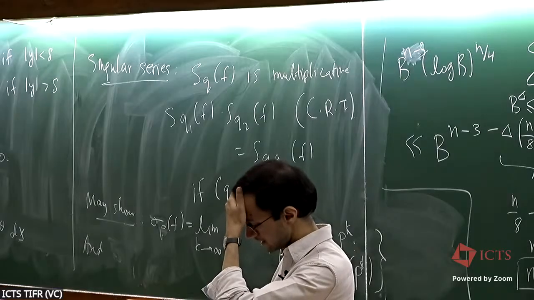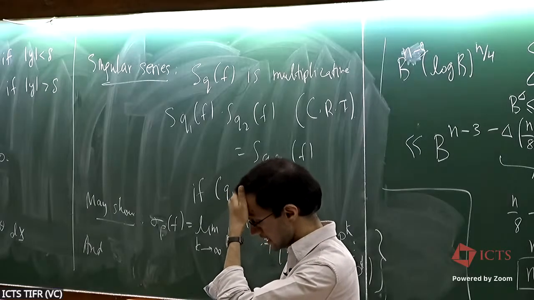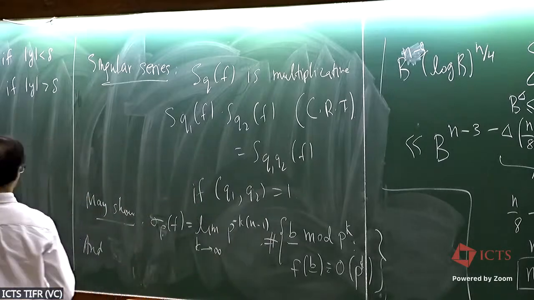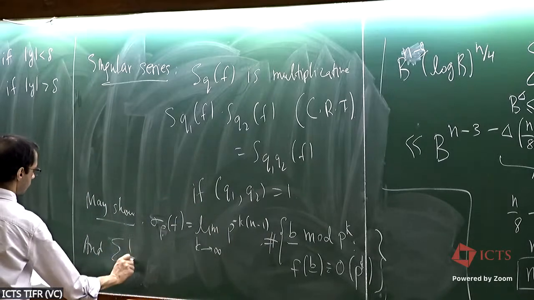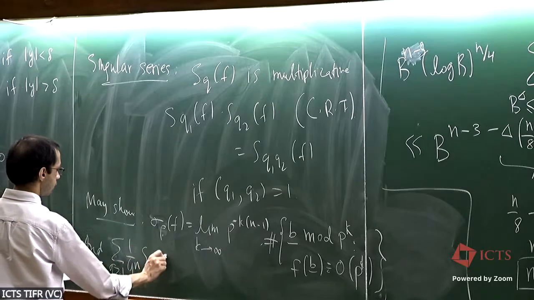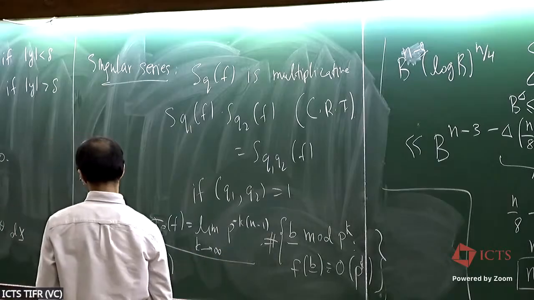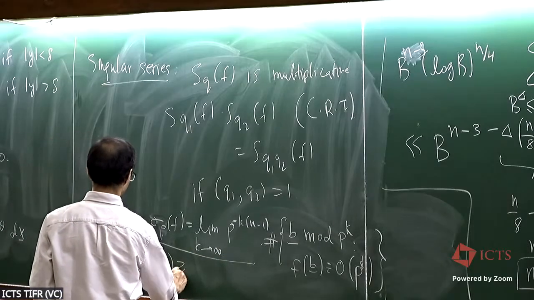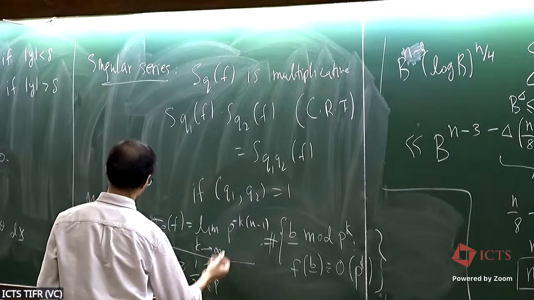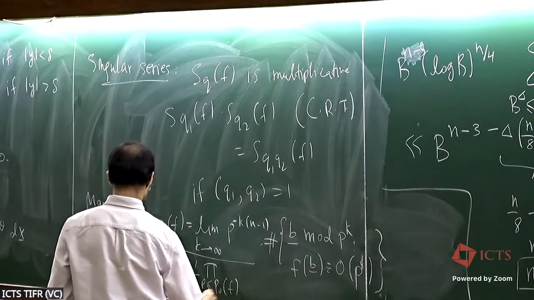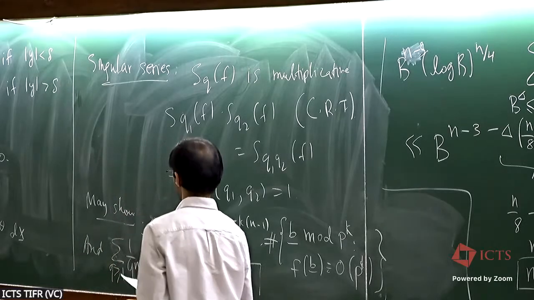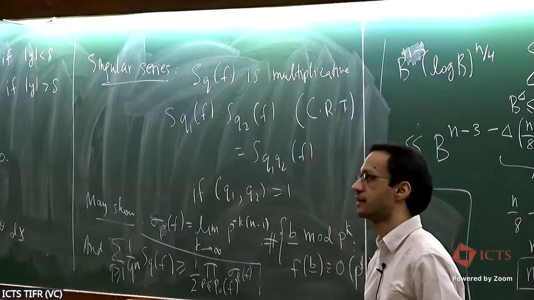So let me just say one of these things, that this particular series, the sum of 1 over q to the n, q bigger than or equal to 1, is going to be bigger than or equal to 1/2, the product over p less than or equal to some particular prime depending on f, of sigma_p(f). Okay, so maybe this is all I should be saying in this regard.